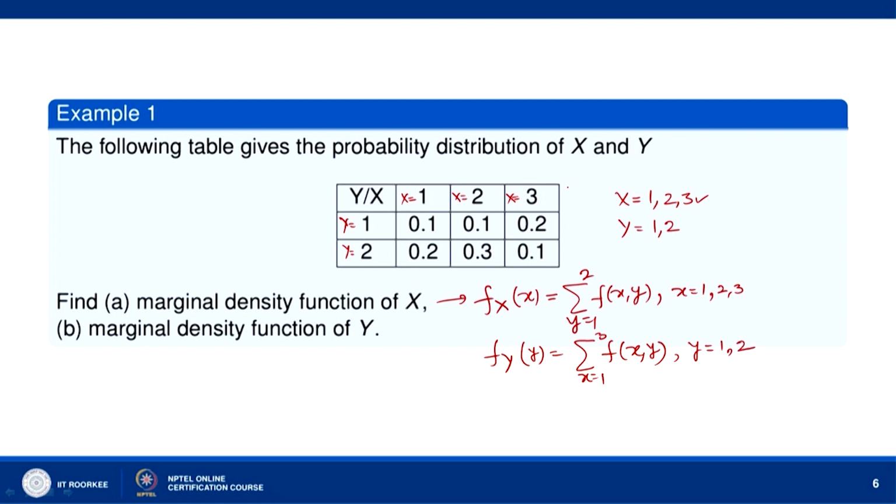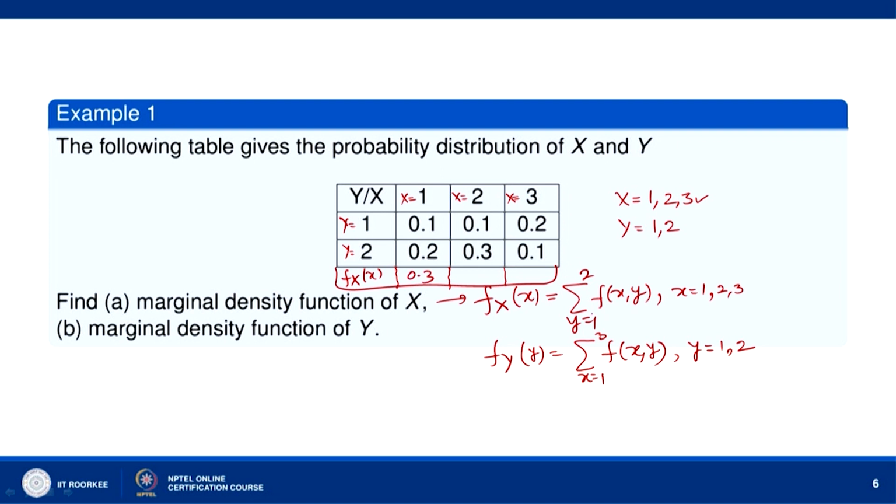Now you can see here, if you sum the column entries, you get the value of f_X(x) for x equal to 1. You can see this in the table. So f_X(x), when x equal to 1, will be the summation over all the values of y equal to 1 to 2. So this is 0.1 plus 0.2, that is 0.3.